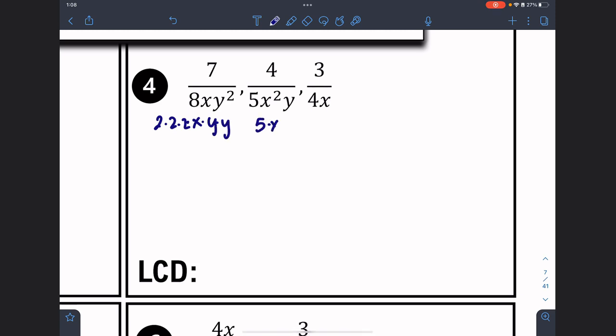5 is already prime. We can break up the x times x. 4 is 2 times 2 times x. Okay? So again, I have lots of factors here. 2, I see the number 2. So how many times at most do I see 2 appear? 3 times in this group.